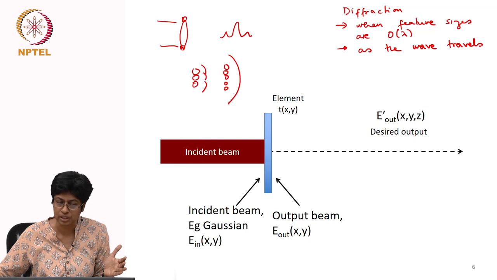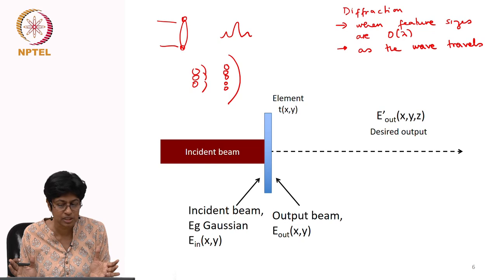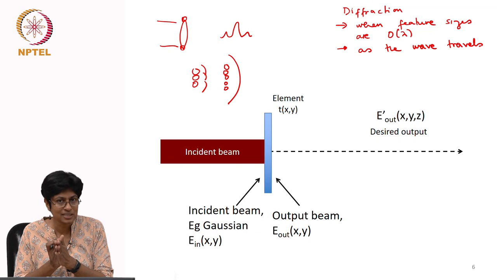So as the wave travels, you can consider that as diffraction. So you have two ways you can consider diffraction happening. It can be just because of the interaction of light with certain sized elements, or it can be just the very travel of the wave that is causing diffraction.